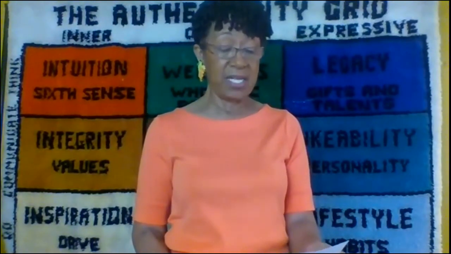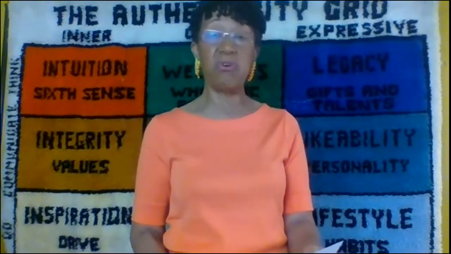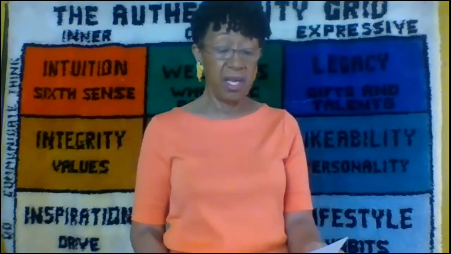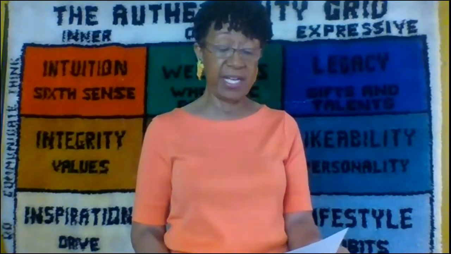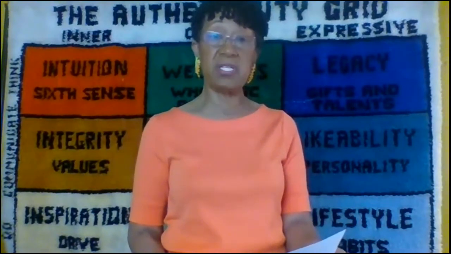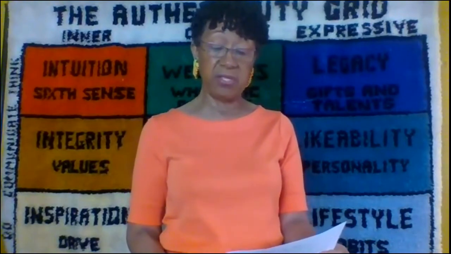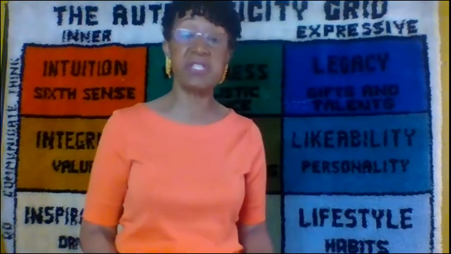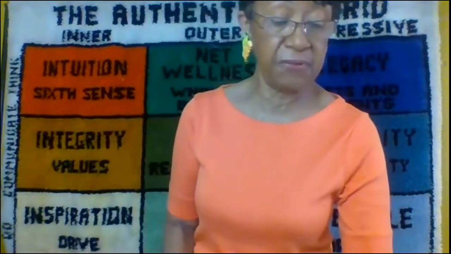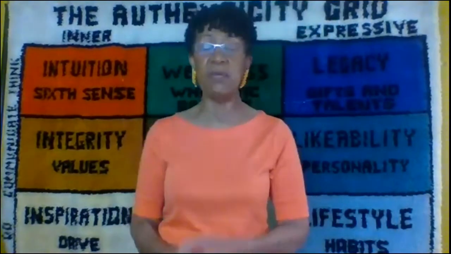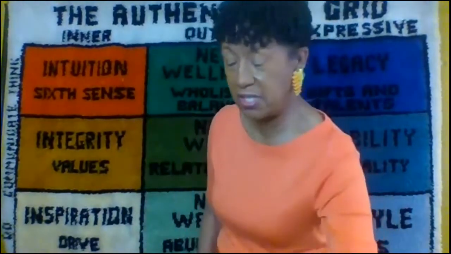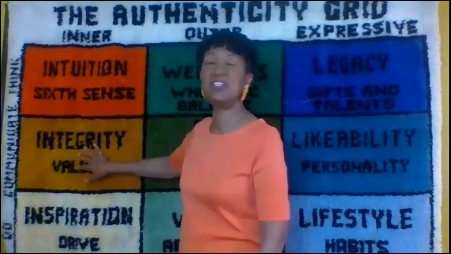If you feel, I did not know I had a voice within, score yourself 1 to 3. If your answer is, I found it and I'm beginning to access it, score yourself 4 to 7. And if your answer is, I allow my inner voice to lead and direct me, score yourself 8 to 10. So give yourself a score now. And we'll go to the next dimension of the authenticity grid in the inner voice, and that's integrity.